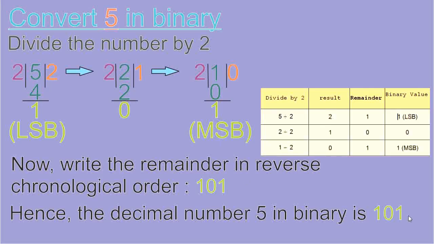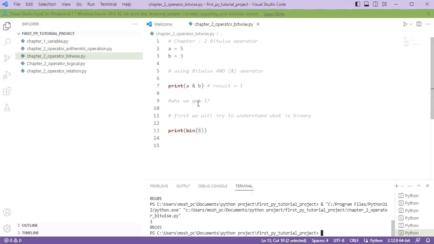Now take note here too. Here we have 101 as the binary of 5. So our calculation is correct. Okay, let's try to understand why we got 1 here.